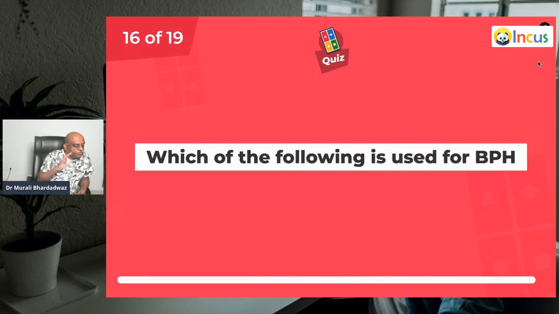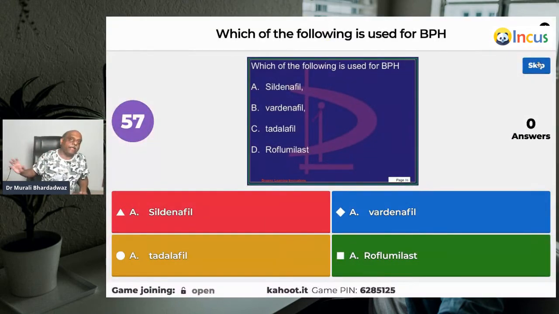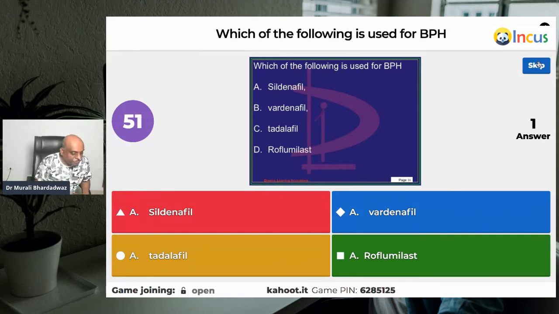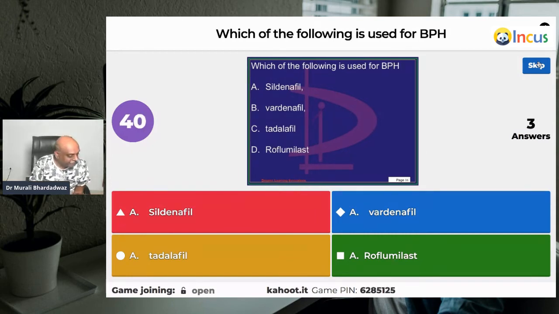Which of these is used in benign prostatic hyperplasia? Punch your answer, doctor. Which one do you use for benign prostatic hyperplasia? Punch your answer. The faster you punch, you are going to be the winner.